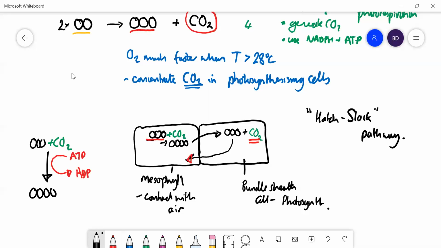So just a couple of things about Rubisco, why it isn't the most efficient enzyme there is.